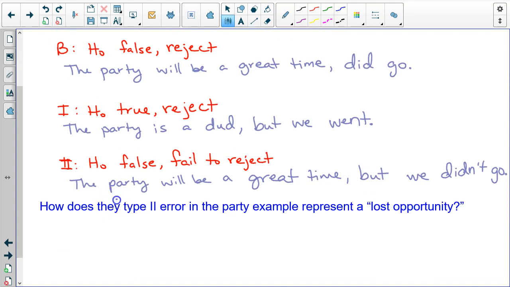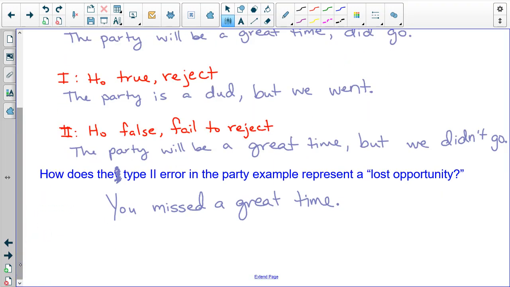Okay. I have a typo, apologize. Sorry, y'all. How does the type 2 error in the party example represent a lost opportunity? Yeah, so you missed a great time, right? But then first block we're discussing, which of those would be worse, do you think? The type 1 or the type 2? Yeah, type 1. In this case, yes. Right? It's a dud, but you went, versus it was a great time, you didn't go. Maybe you went to somebody else's party, or maybe you stayed home and had a great time. You know what I mean? So yeah, in this instance, definitely think type 1 would be worse.